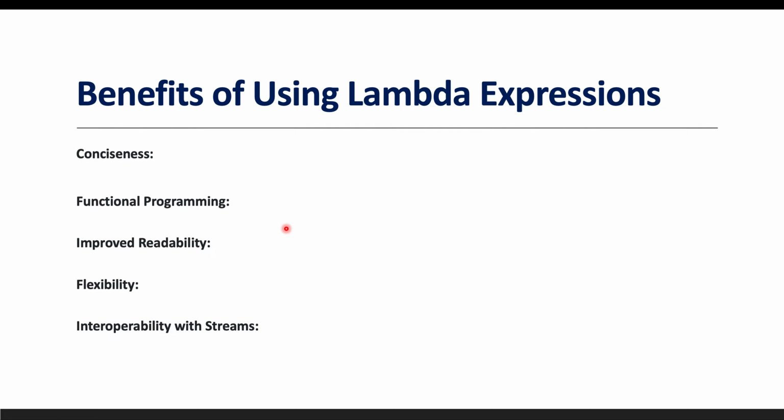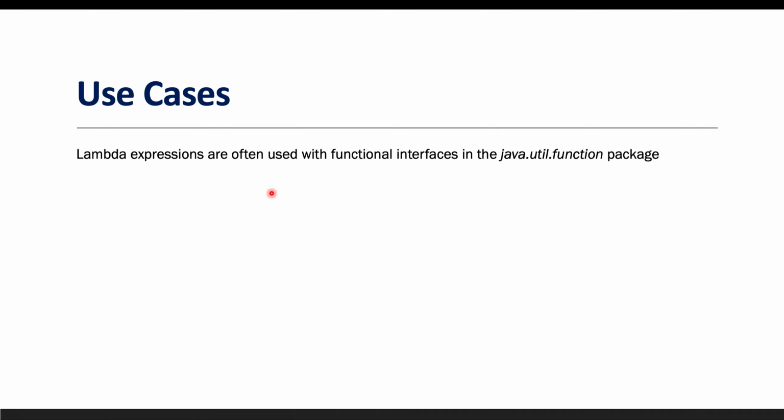Now let's try to understand some use cases of the lambda expression where we can use it. One case we have already seen: wherever there is a functional interface, or you can say any interface having exactly one abstract method, we can use the lambda expression. Basically, lambda expressions are often used with the functional interface, and those functional interfaces are available inside the java.util.function package. So it is also a utility function.